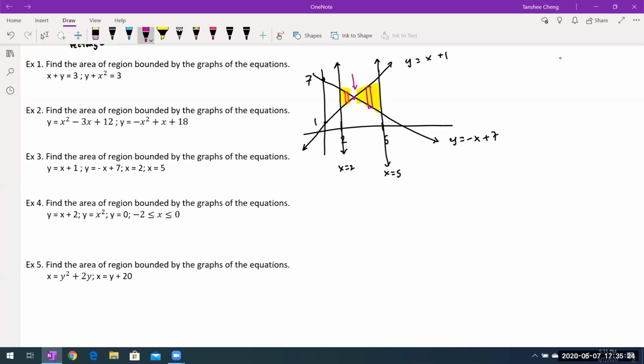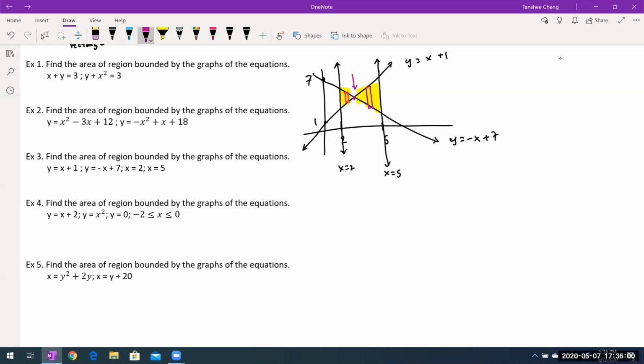So for example 3, after I graph the lines, two slanted lines and the vertical lines x equal to 2 and x equal to 5, you can see that the boundary region is basically two triangles, one smaller and one bigger. We're going to use a vertical rectangle to look for the area. Then we need to pay attention to the height of the rectangle.